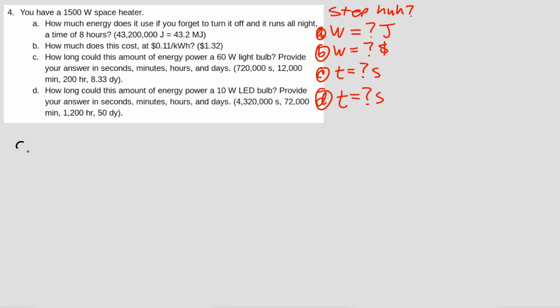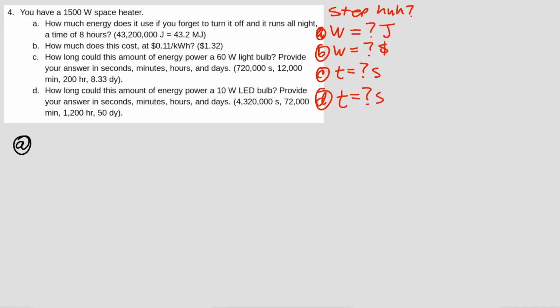So let's see. Part A, how much energy does this use? We know 1,500 watts. 1,500 watts is the power of the space heater. That's the rate at which the space heater is going to use energy. And we know the time. Unfortunately, we have the time in the wrong units. But we'll deal with that with our field goal post.